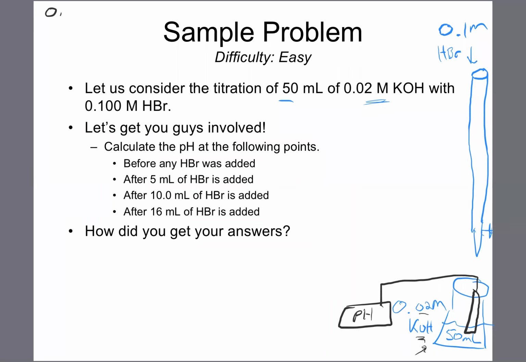So I want to solve for what the pH is in that receiving flask when 0 milliliter of the titrant is added. I want to solve for what the pH is when 5 milliliter of the titrant is added. I'm going to do it for 10 milliliter. And I'll also solve for 16 milliliter. And of course, the titrant's the HBr. Let's see if we can do this and make sense of it. Okay, so making sense of it's the key.